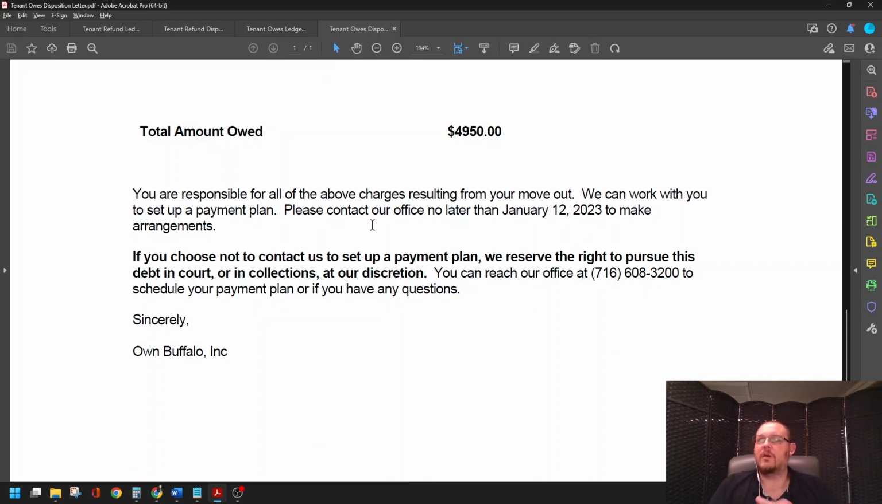And we specifically tell our tenants, you are responsible for all of the above charges resulting from your move out. We do give them the option of creating a payment plan, and we generally give them about 30 days to contact our office to do that. If you choose not to contact us to set up a payment plan, we reserve the right to pursue this debt in court or in collections at our discretion. You can reach our office to schedule your payment plan, or if you have any questions. Thank you, Own Buffalo.